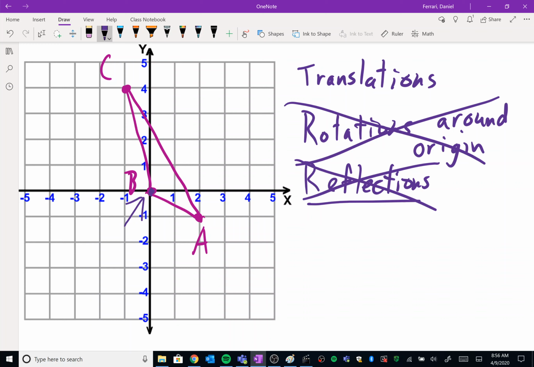So obviously our answer has to be a translation, and honestly, translation kind of makes the most sense anyway, right? If my only goal is to move B somewhere else, what if I just translated it down, let's say 2 units? Well, if I slid B down 2 units and made this B prime, now B is no longer at the origin.